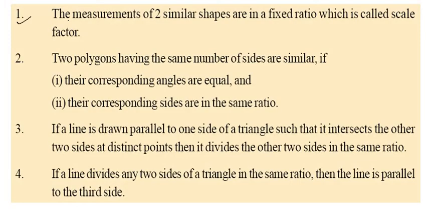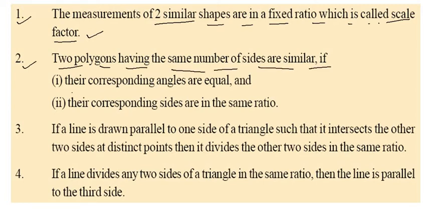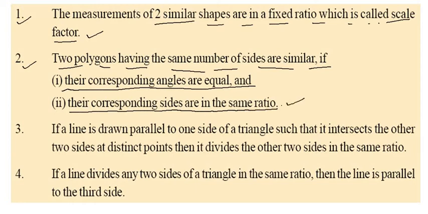First, the measurements of two similar shapes are in a fixed ratio, which is called the scale factor. Second, two polygons having the same number of sides are similar if, first, their corresponding angles are equal, and second, their corresponding sides are in the same ratio. Always remember, in the ratio.